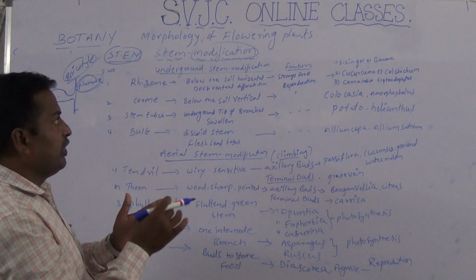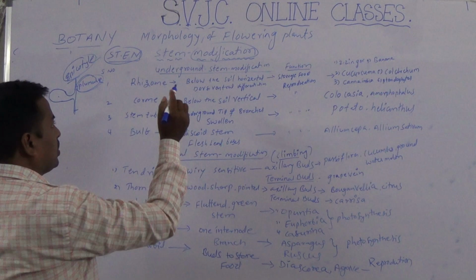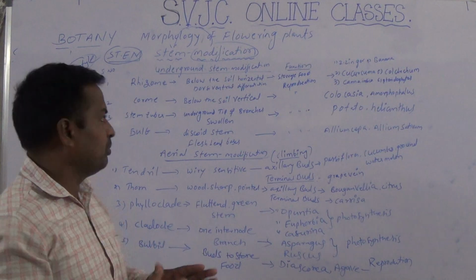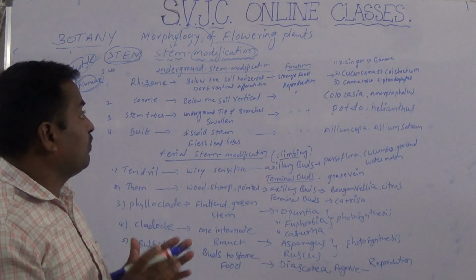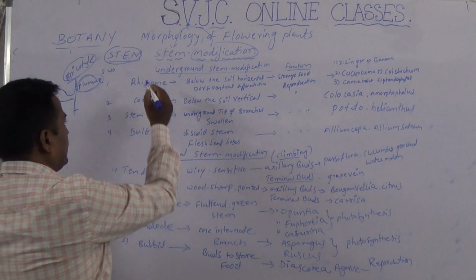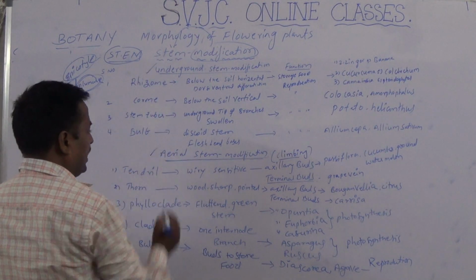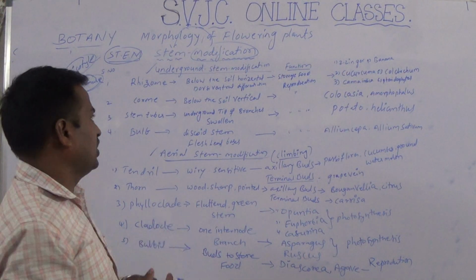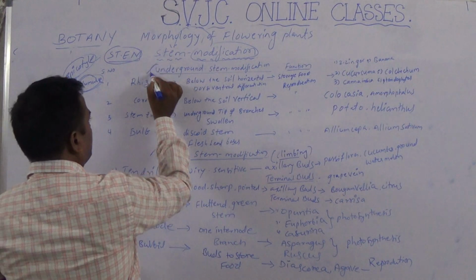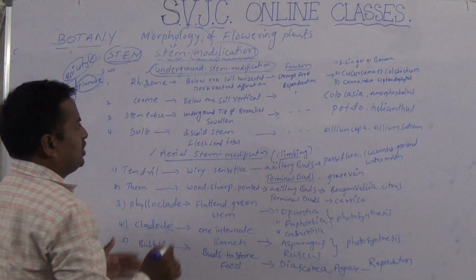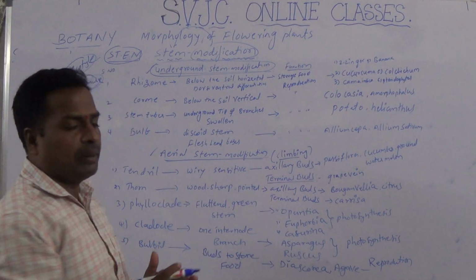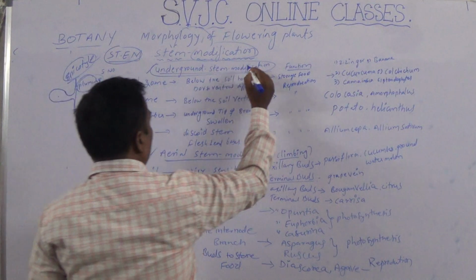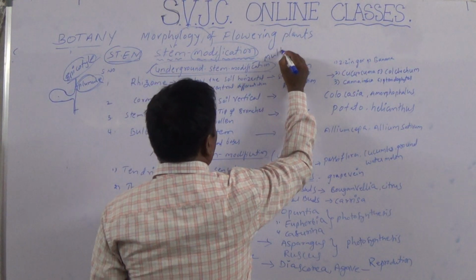In the previous class we discussed modification in root, but in this class, modifications reported in stem. There are mainly three types of modifications reported in stem. The first one is underground stem modification, another is aerial stem modification, and the other is subaerial stem modification. First we discuss underground stem modifications. It is also called multi-purpose stem modification. Very important point, students.